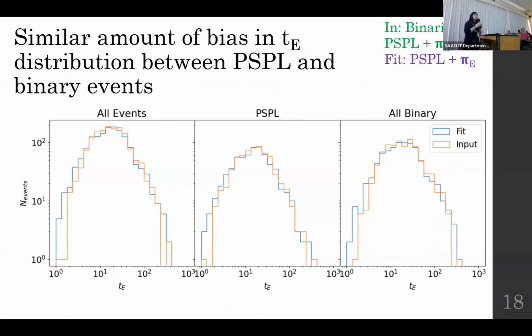We also see a similar amount of bias in the distributions between PSPL and binary events. So these are the histograms of the number of events as a function of pi e for all events, PSPL, and all the binary events. And you can see that the distributions between the fit and the input are relatively similar between all.